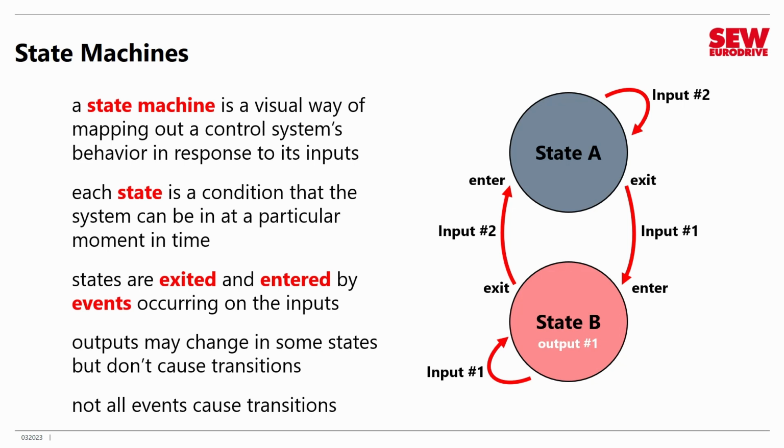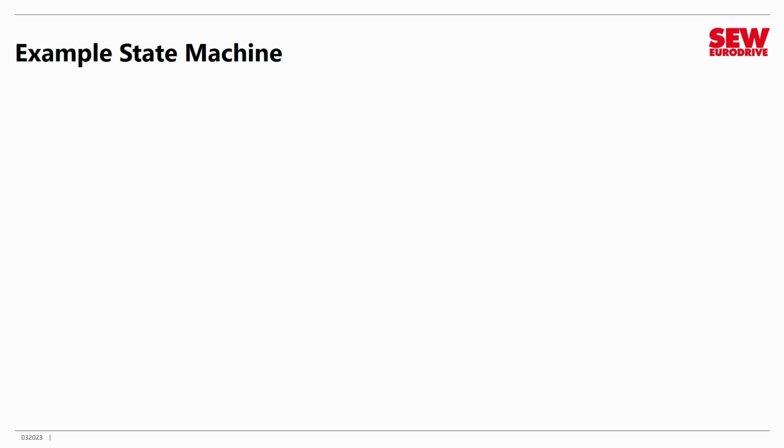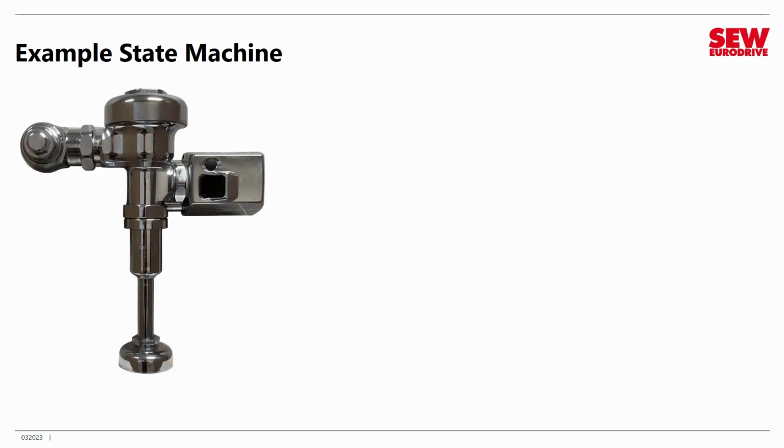If you found that confusing, you might want to rewatch this section again because you really do need to understand these. But if you think that made reasonable sense, forge ahead. I'm going to show you a real state machine that I guarantee you've interacted with at some time in your life. And that is an automatic toilet flushing valve.